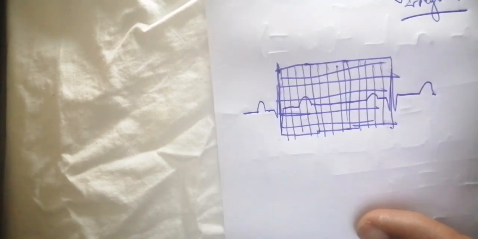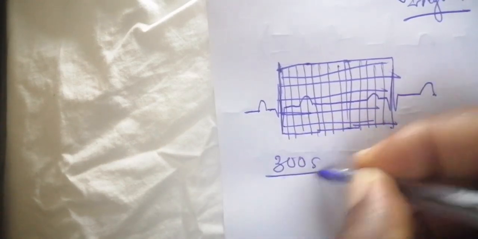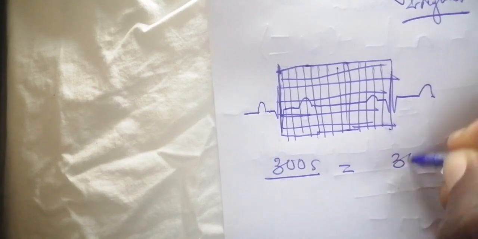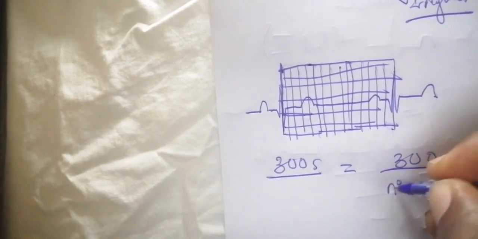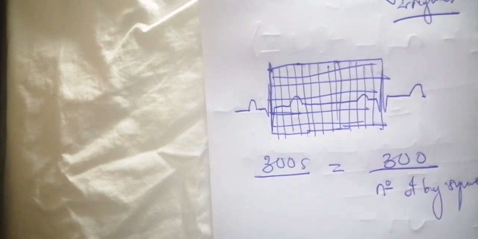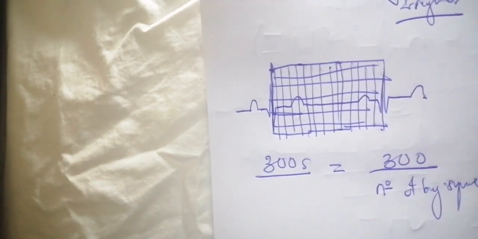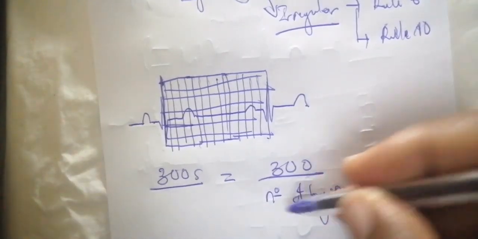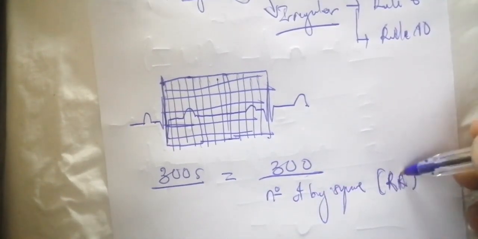Is it clear? So in this ECG slip, in order to calculate the rule of 300, what you have to do is just 300 divided by the number of big squares. So 300 divided by the number of big squares between 2 R intervals. Is it clear? That is the rule of 300. It's 300 divided by the number of big squares between 2 R intervals.